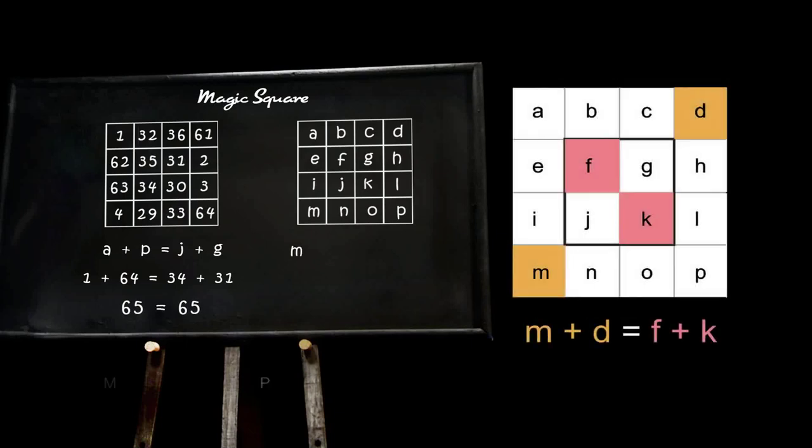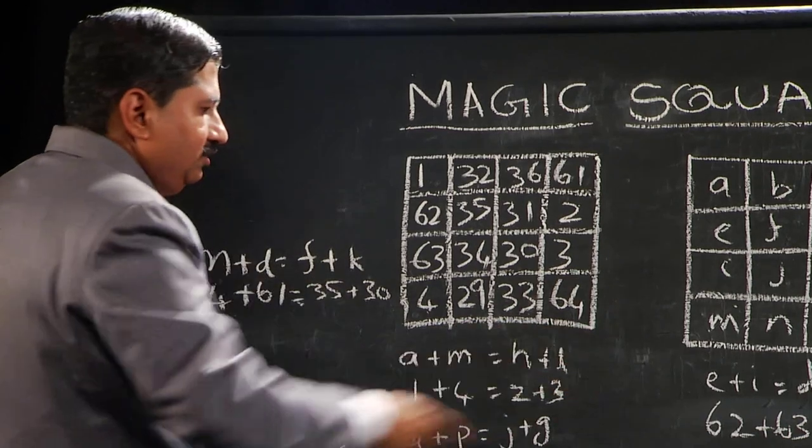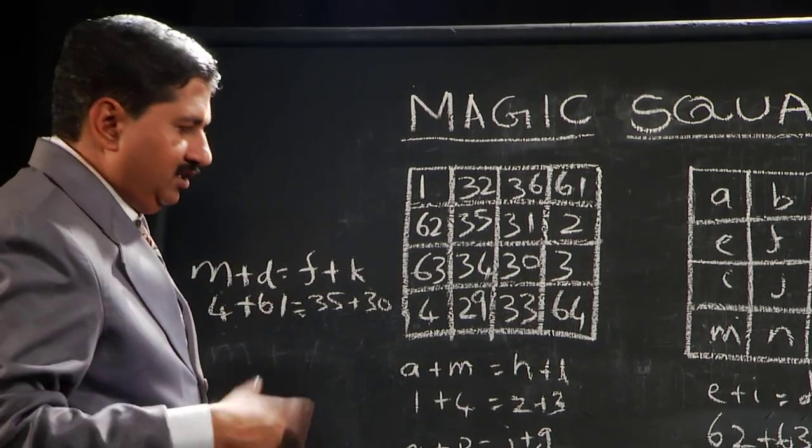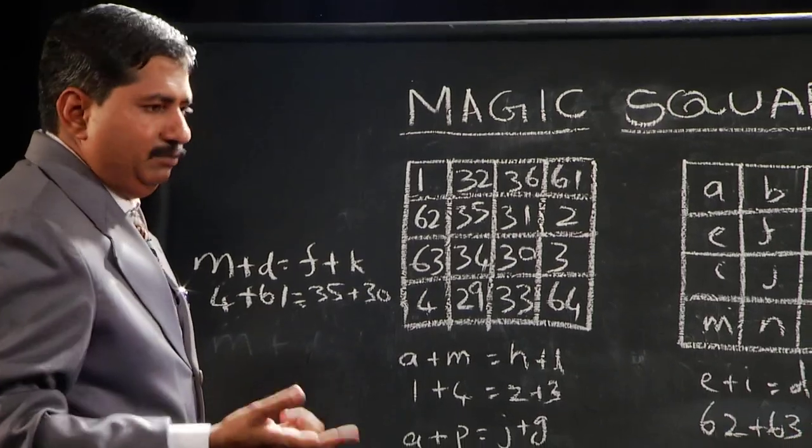One more rule is there. M plus D is equal to F plus K. 4 plus 61 is equal to 65. That is equal to 35 plus 30 is equal to 65. These are the rules discovered by Srinivasa Ramanujan. And these rules we will be using, and these are the rules which are also used to create the birthday magic squares.